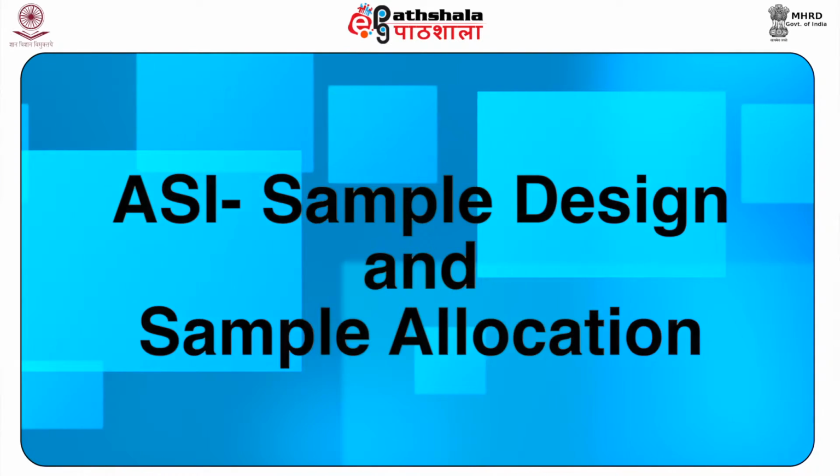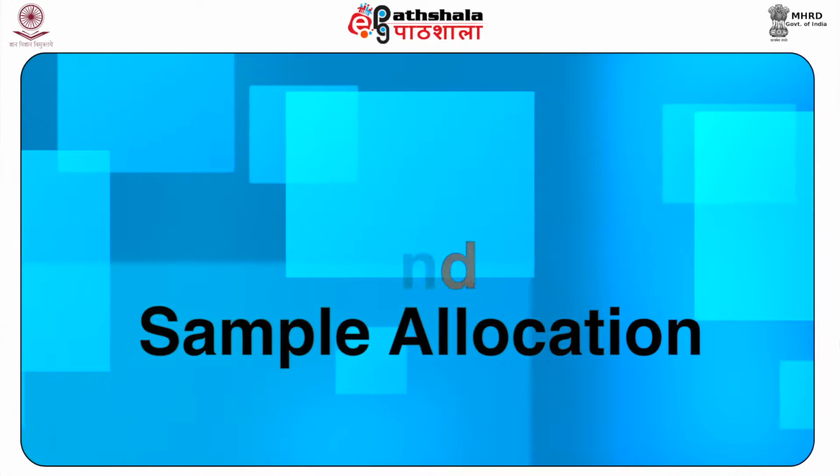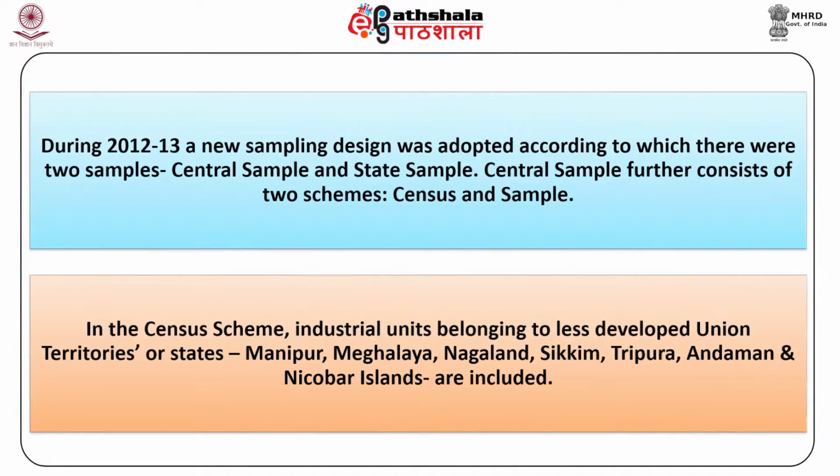Then there is the ASI sample design and sample allocation. During 2012-13, a new sampling design was adopted, according to which there were two samples, the central sample and the state sample. The central sample further consists of two schemes, the census and the sample. As the name suggests, under census all units are surveyed. In the census scheme, industrial units belonging to less developed union territories or states, Manipur, Meghalaya, Nagaland, Sikkim, Tripura, Andaman and Nicobar Islands are included.